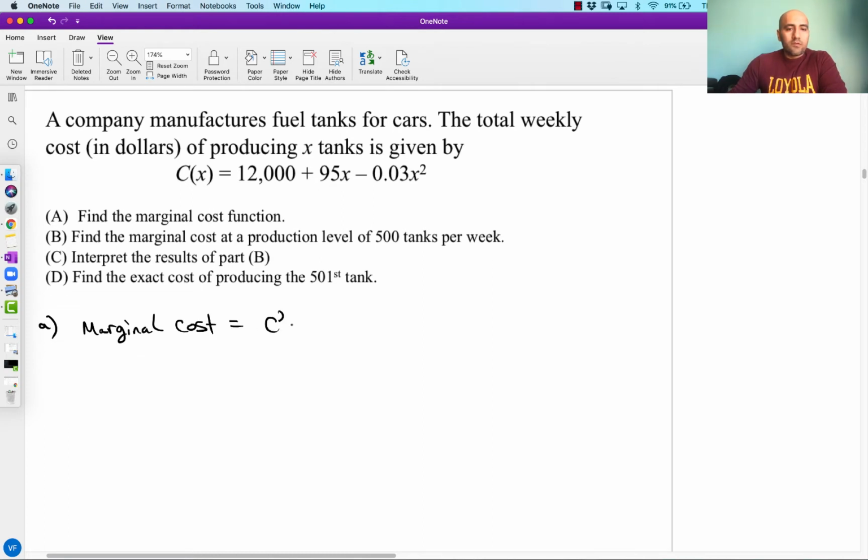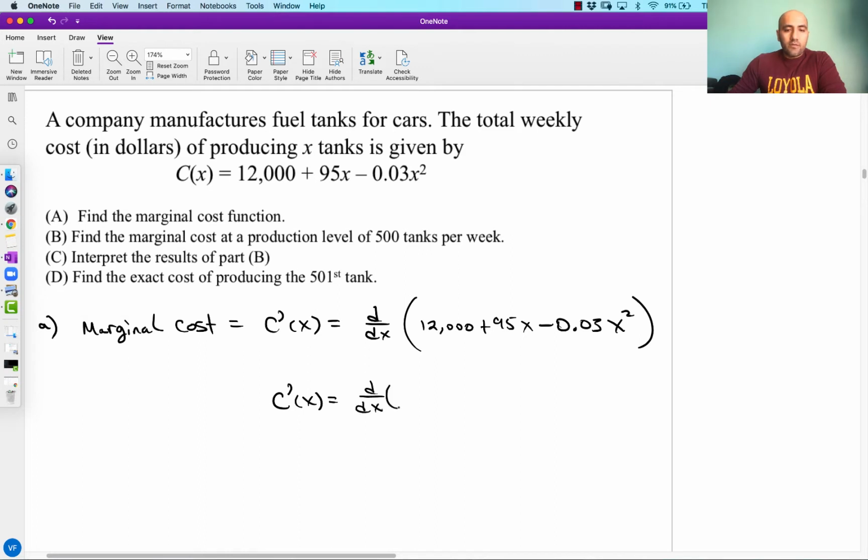So marginal cost is equal to C prime of X, which is the derivative with respect to X of the cost function, which is 12,000 plus 95X minus 0.03X squared. Okay, so that should be fairly easy to calculate. That's going to be the derivative of the first term, which is a constant. Okay, I'll spell it out since we're still getting used to these, but eventually I'll probably skip this step, plus the derivative with respect to x of 95x minus the derivative with respect to x of 0.03x squared. So the marginal cost is equal to 0 from this term.